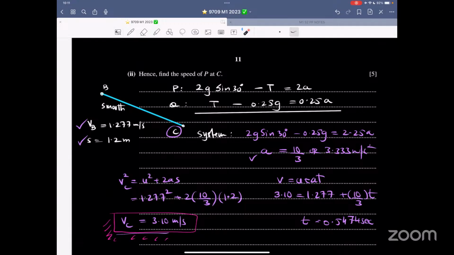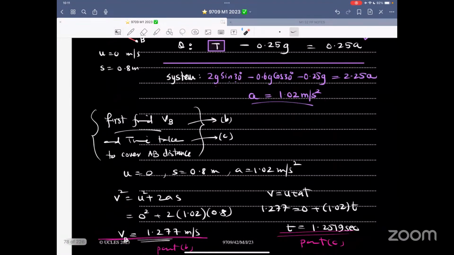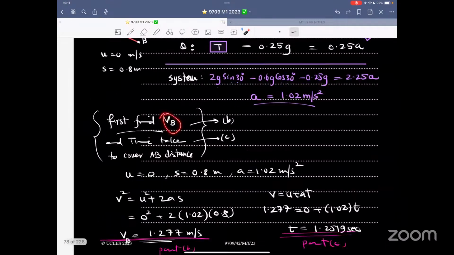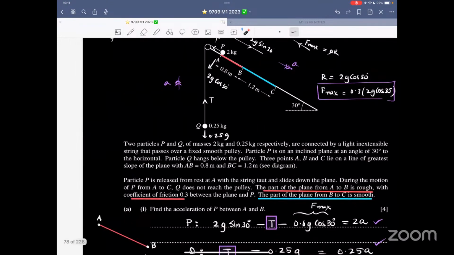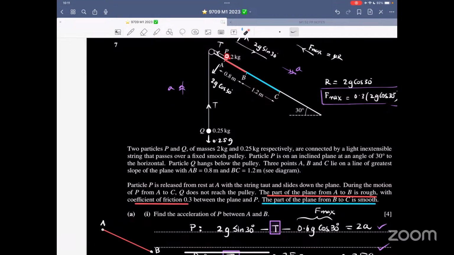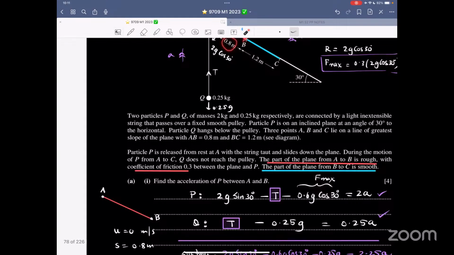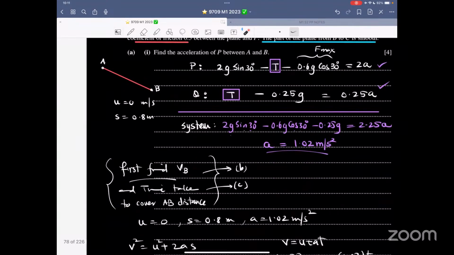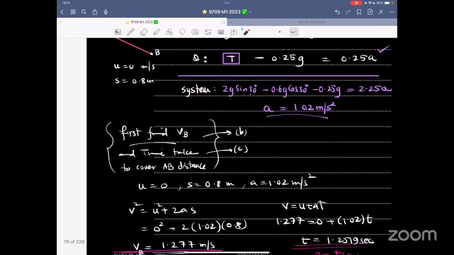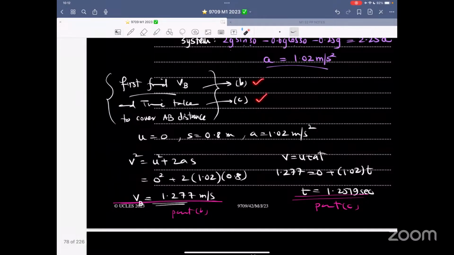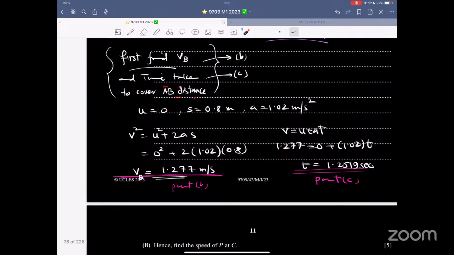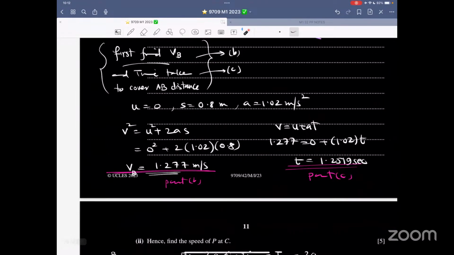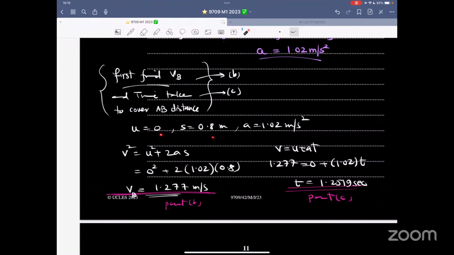So now over here, first find VB. That means the value of velocity of this particle at point B, after 0.8 meters, not meter per second. It started from rest. That is the distance. That is the acceleration. So this we are doing for part B and C, and the time taken to cover the distance, because we are also looking for the time. So U is 0, S is there, A is there.